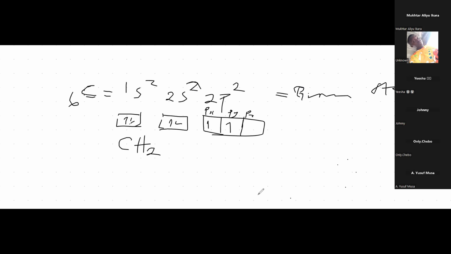And how are we going to have a carbon at the excited state? First, we look at which orbitals in that carbon have the same energy level. Of course, we have 2s2 and 2p2. They have the same energy level, so electrons from 2s can be transferred to 2p because they are of equal energy level.